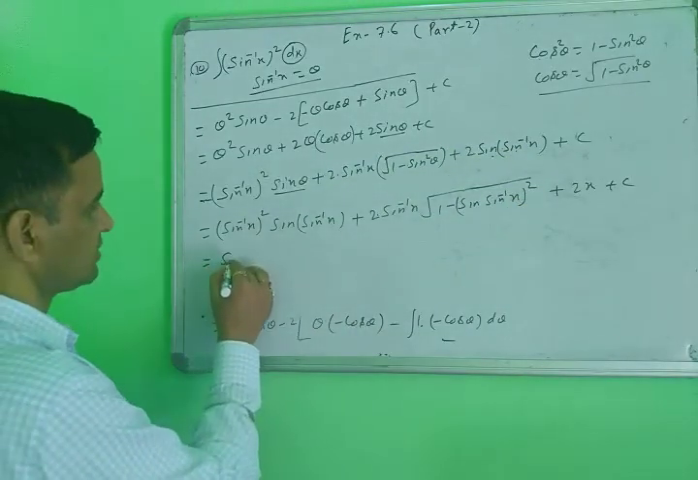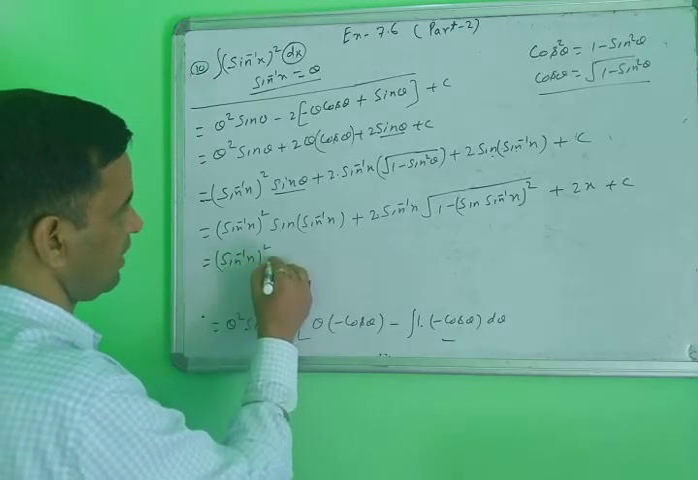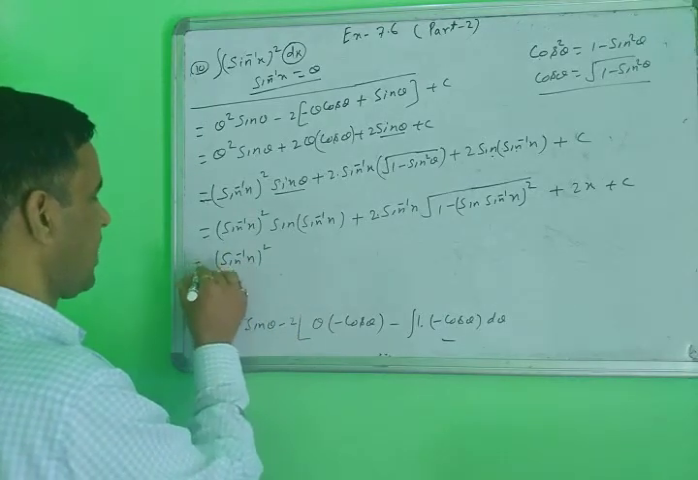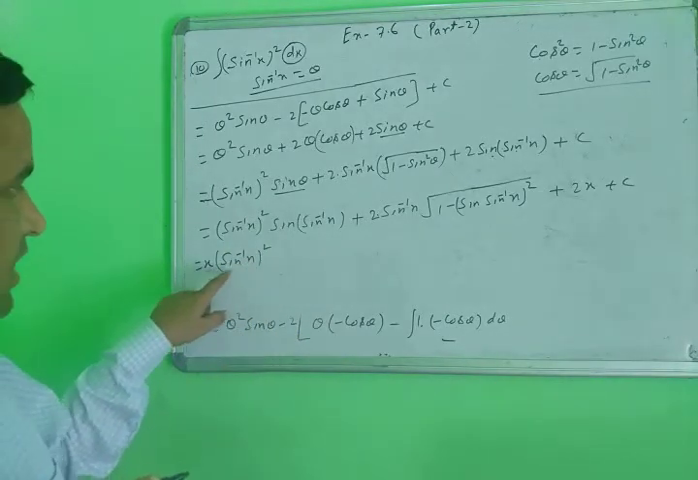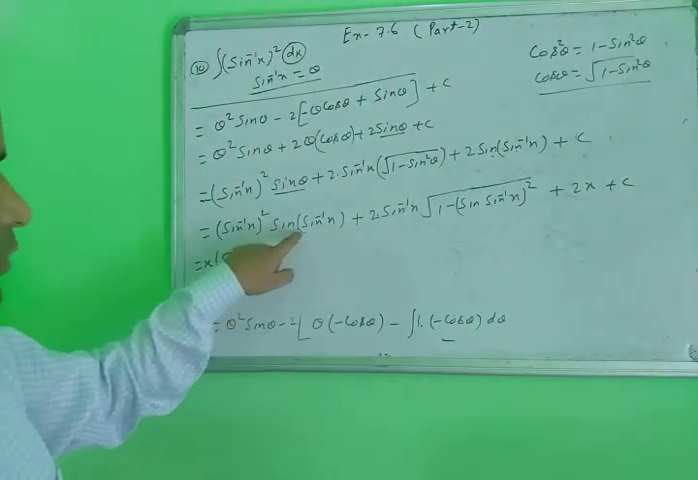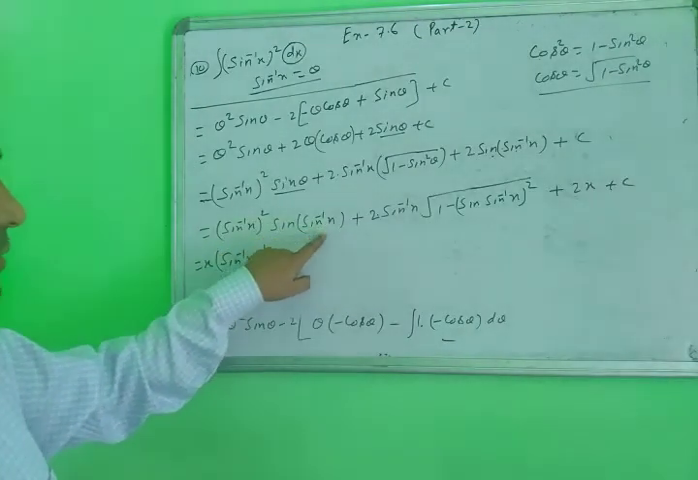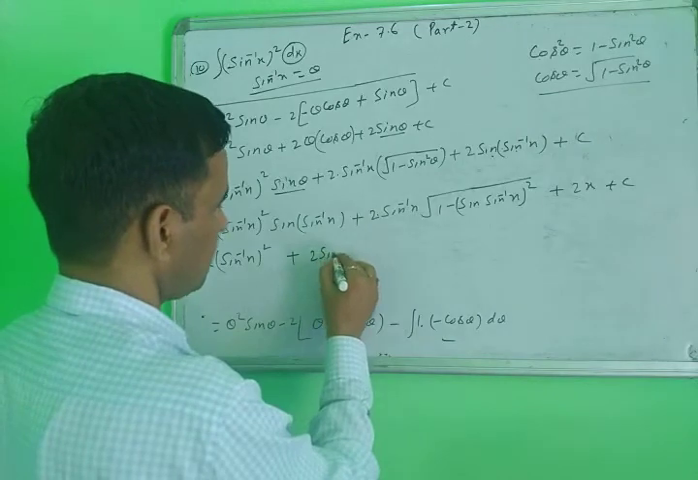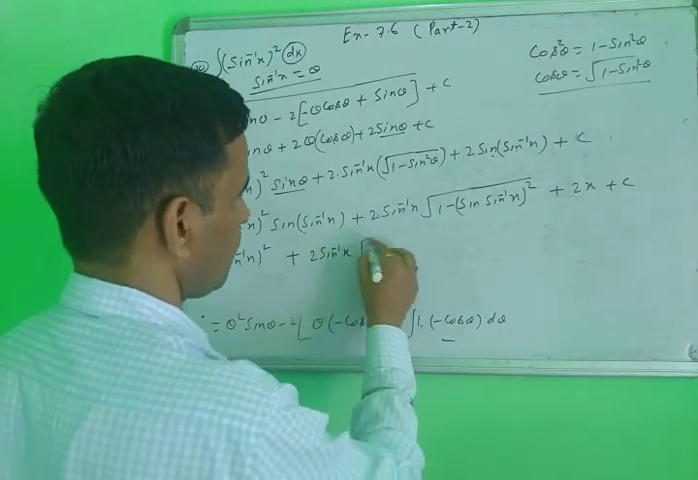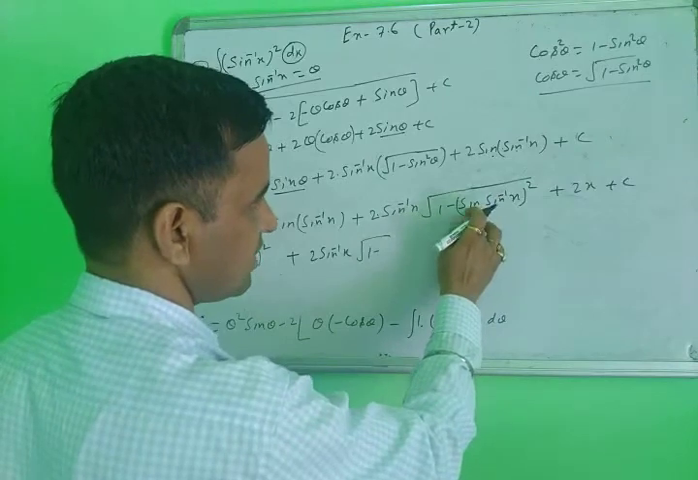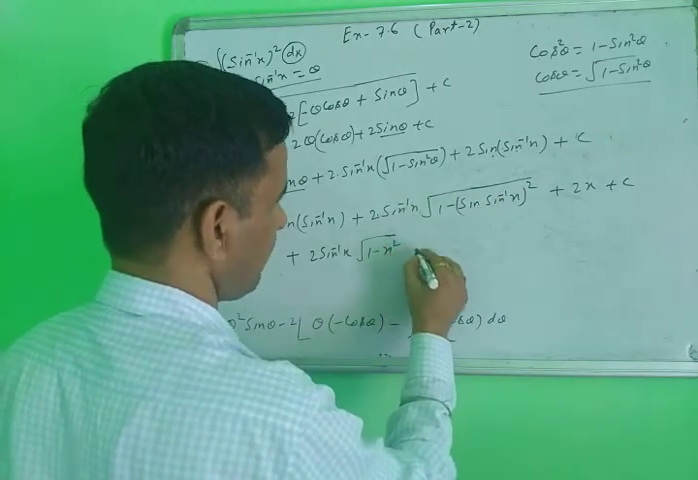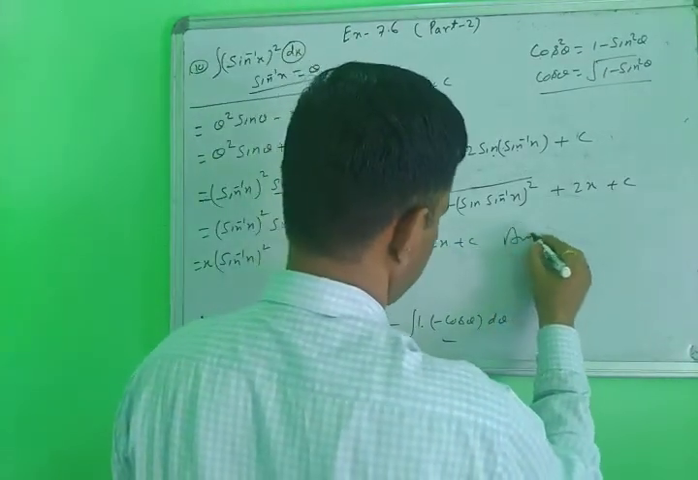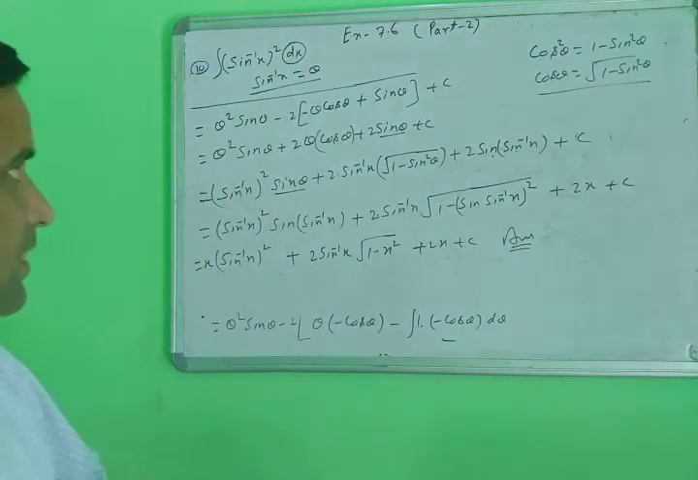Now the last step: sin inverse x whole square, and sin inverse sin theta. What is left here? Only x. The x, sin inverse x, what is left here? Sin inverse x. The only thing left is x, plus 2 sin inverse x, and 1 minus sin inverse sin will cancel. What is left here? X square plus 2x plus c. This is your final answer.